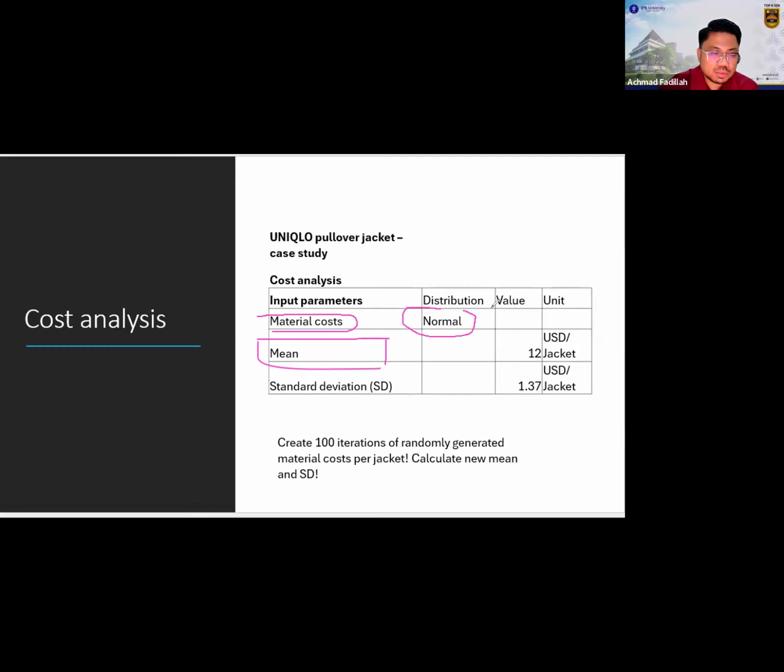But the distribution of the data for the jacket material cost is the normal distribution. Remember the bell curve here. It means it's exactly the same size on the right and left, yeah, this is the normal distribution. In the middle here is 12, the material cost, but it can be lower and even higher, and that's why we have the standard deviation data. It's 1.37 USD per jacket, the unit cost of this material.